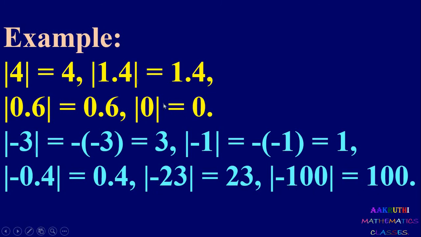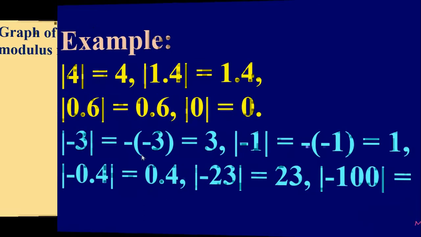If you get a positive number or 0, you write the same number, and if you get a negative number, you multiply that negative number by negative, so we get a positive number. The mod function converts all numbers to positive numbers only. So these are some examples for the modulus function.